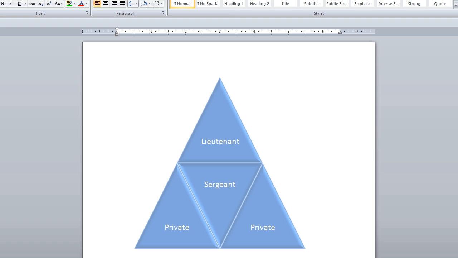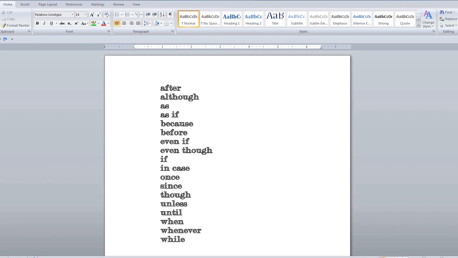If you or your loved one or someone you know has been in the military, you probably know what subordination means. A private is subordinate to the sergeant, who is subordinate to the lieutenant, and it goes all the way up the chain of command. Where there are only 7 coordinating conjunctions or joining words, there are many subordinating conjunctions or dependent words. Here's a small list.